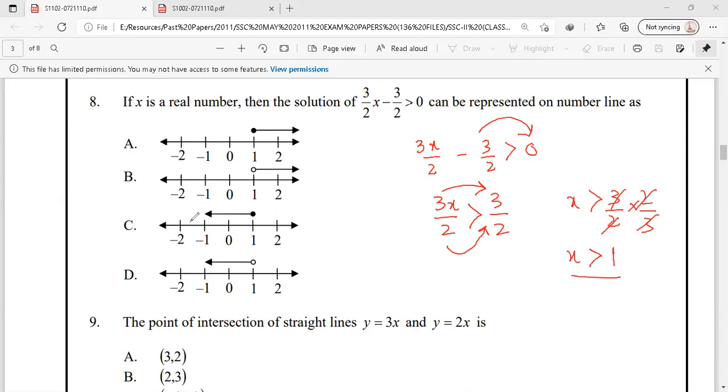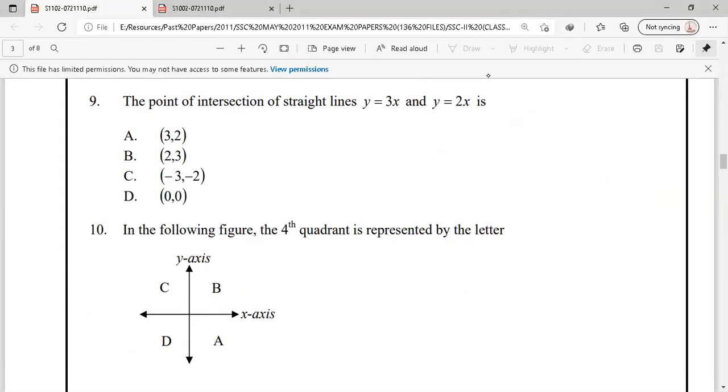So option C and option D are incorrect because the arrow moves towards the left where the numbers are smaller than 1. A and B could be the right answer. Option A represents x is greater than or equal to 1, while option B represents x is greater than 1. Option B is our right answer.